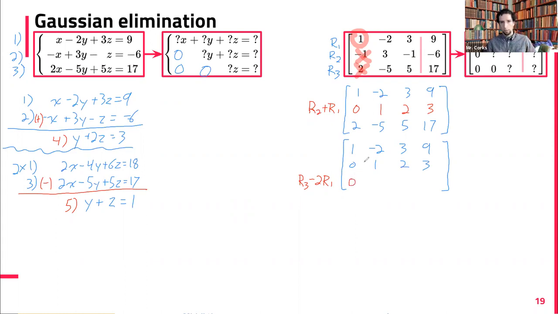So in this case, 0, that should work out. Then -5, maybe it does help. -5 minus 2 times our -2 here, so that's going to equal -1. That's a -1 there. And then our next one, we have 5 minus 2 times 3, so that's also a -1. And then our last one here, 17 minus 2 times 9, which is 18, so that's a -1.